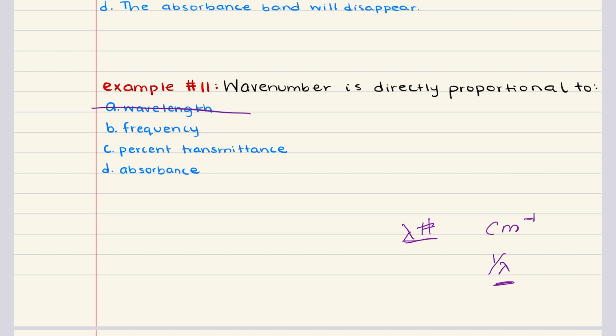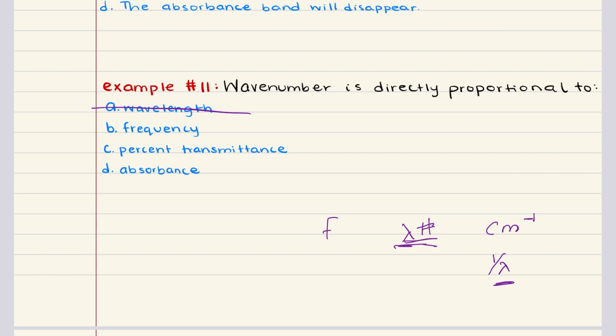Now let's think about frequency. Frequency and wave number are directly related. When frequency increases, wave number increases too. And that's because both are tied to energy. Higher frequency means higher energy, and higher energy corresponds to a higher wave number on the IR spectrum. So wave number is directly proportional to frequency.